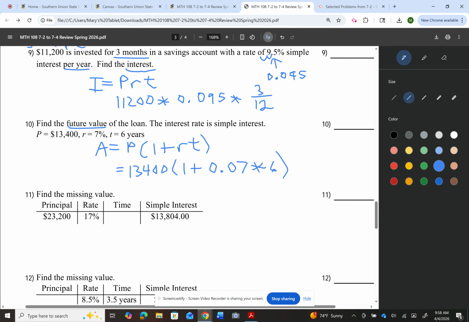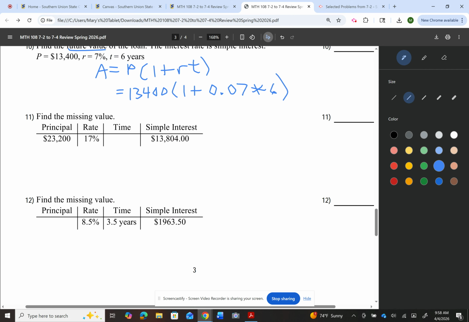All right, now with one like 11, we're missing one of the unknowns. We're missing the time. We're thinking about what formula includes principal, rate, time, and simple interest, and that's this formula. So I can put the interest in. I can put the principal, the $23,200, in for P. I can put the 17% in for R, and I'm looking for the time.